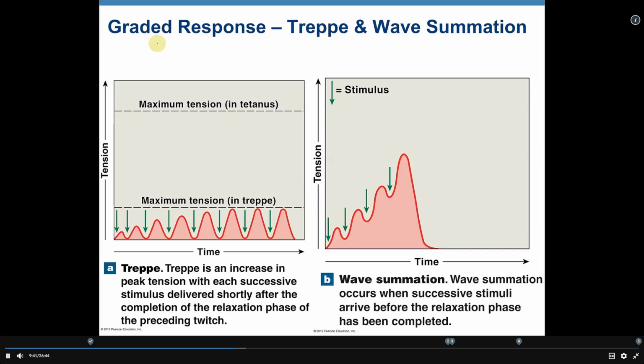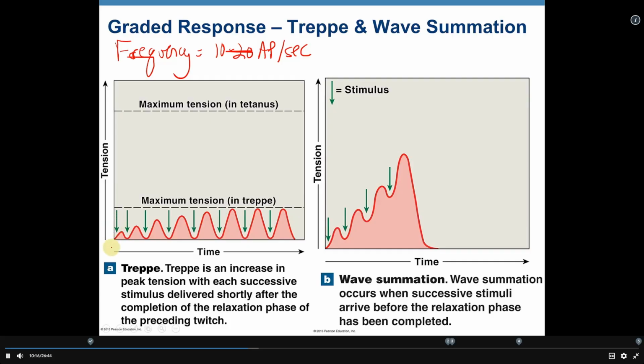Now let's increase the speed of the action potential. I'm just going to give you an example. Let's say the frequency of the action potential is 10 to 20 action potentials per second. So every second we're getting 10 to 20 action potentials. And so let's take a look here. Again, we have time on the x-axis, tension on the y-axis. The green arrow is an action potential.